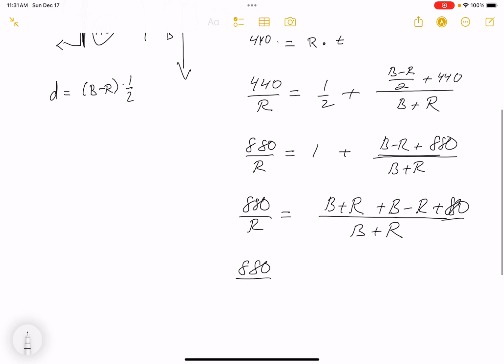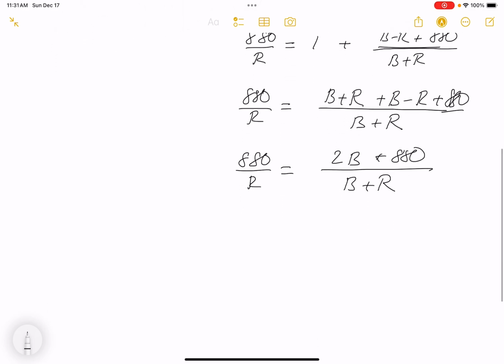That's going to be B plus R plus B minus R plus 880, over B plus R. Wow, 880 over R. What do you get on top? You get 2B, right? And then the R's disappear. Well, that's good news. And you get 880. Wow, a little bit complicated. Let's divide by 2. I get 440 over R equals B plus 440 over B plus R.